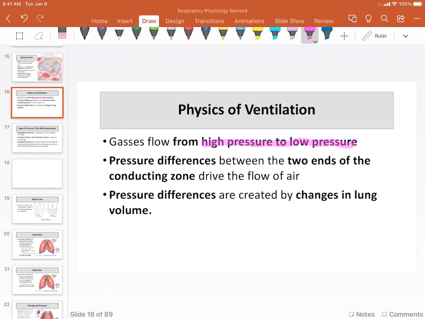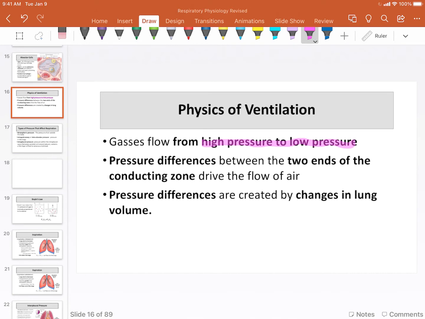If you're looking at water pressure in your shower, for example, as you open the faucet, the water comes out of the spigot and into the tub or the shower. It's moving from high pressure to low pressure. The more pressure you have, the stronger the flow of water. And that's true with gas. The more difference in pressure that you have, the stronger or faster the air is going to move.